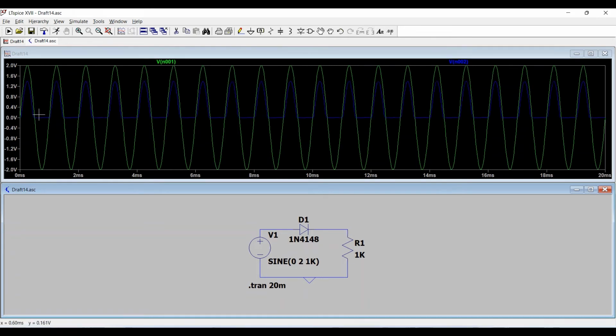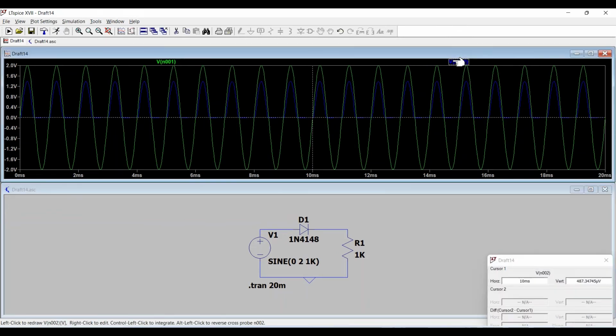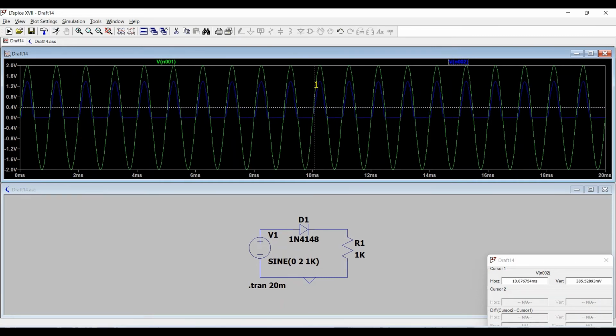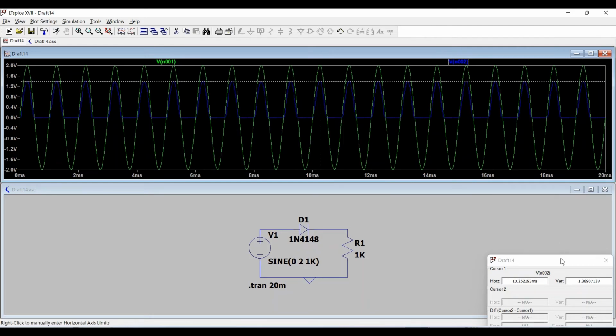So you can see that for every negative half cycle, the output is clipped off, and this is how we generated the half wave rectifier, and also the amplitude is reduced. So how will you check it? On this voltage, you need to just left click. You will get this cursor. This is cursor one, and you can take this, simply drag it over to the top. This is the one.